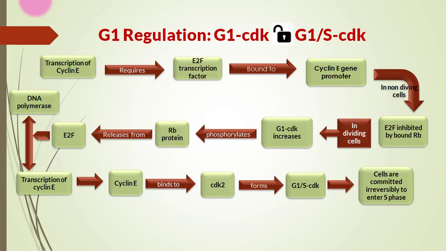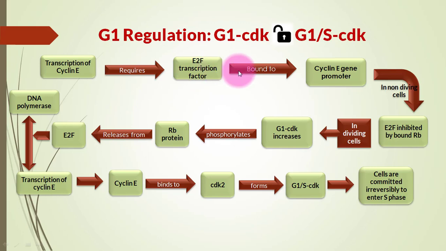So the transcription of the cyclin E gene requires a transcription factor. It is very well known that the transcription of a gene requires a transcription factor, and there are specific transcription factors for every gene. One of the specific transcription factors required for the transcription of cyclin E is E2F. So E2F is a transcription factor for the transcription of the cyclin E gene.